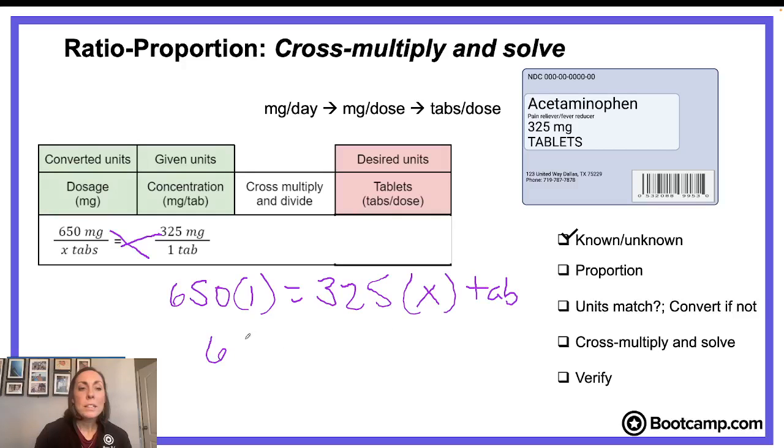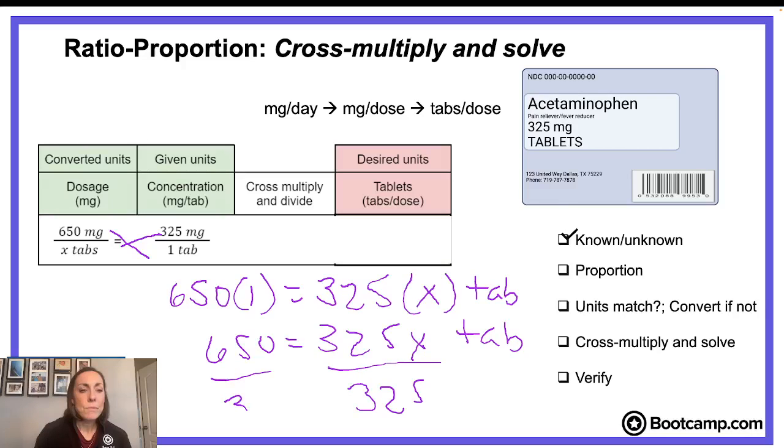Okay, so we get 650, 325X, and then what do we have to do? What are we going to divide by? 325, right? So that we can get X alone and solve for X. And so what do we get from this? X equals our 2 tabs, right?